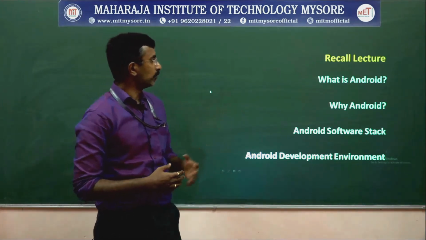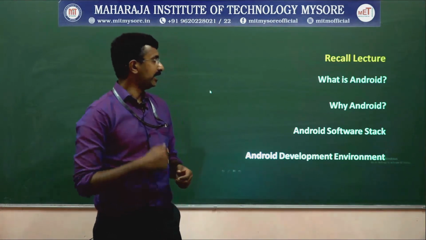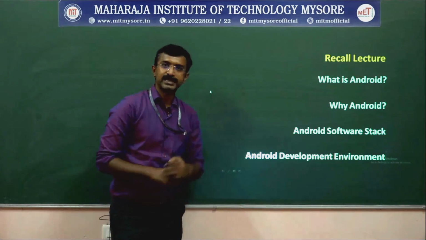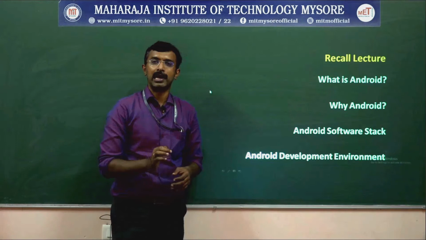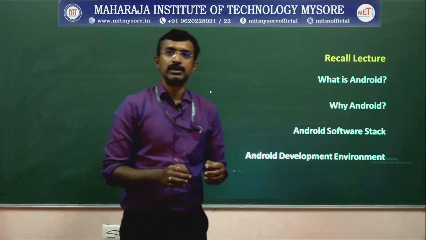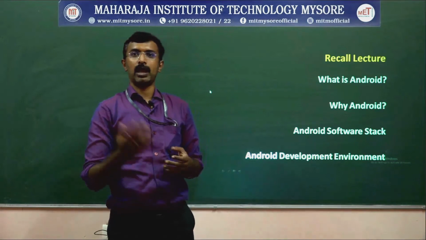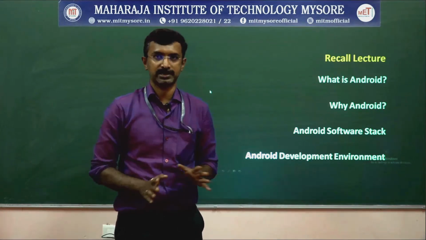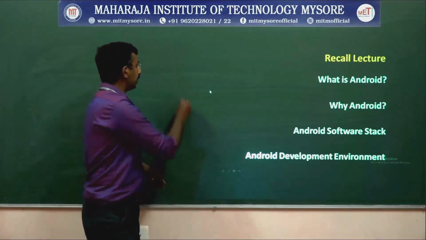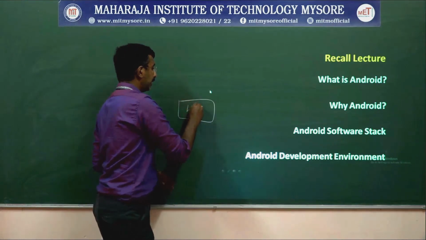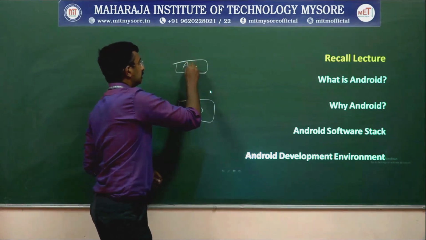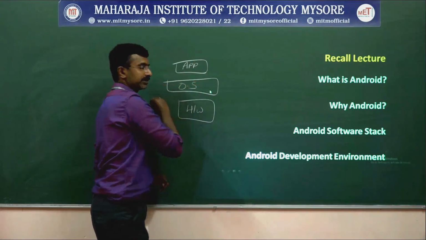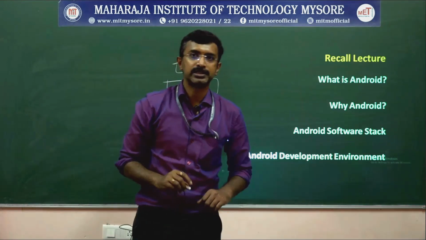In the previous class we learned about Android, why we need it, the Android stack and the Android development environment. So what is Android? Android is a mobile operating system, an interface between a mobile and the user. It is an operating system which performs various tasks, which means it sits in between your hardware and your applications. This part we call Android OS. This is what we learned.